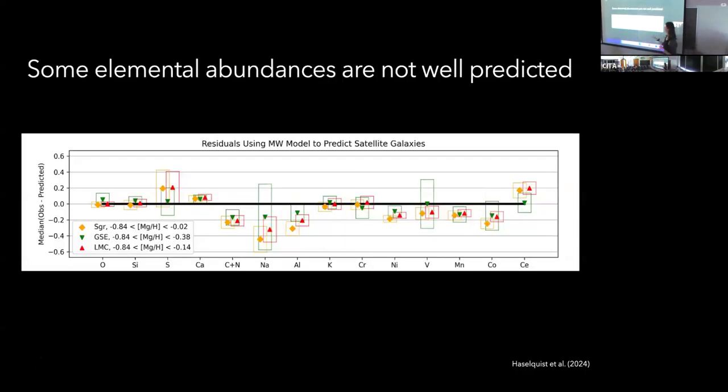And here's just a summary plot of these different residuals. So the average residual for each of these populations, Sagittarius in yellow, GSE in green, LMC in red. And so for sodium here, you can see that all of them are systematically under-predicted by a Milky Way model. And this is really interesting, right? This says that this model that we think is probing just these nucleosynthetic parameters can't capture the abundances in these local dwarf galaxies.